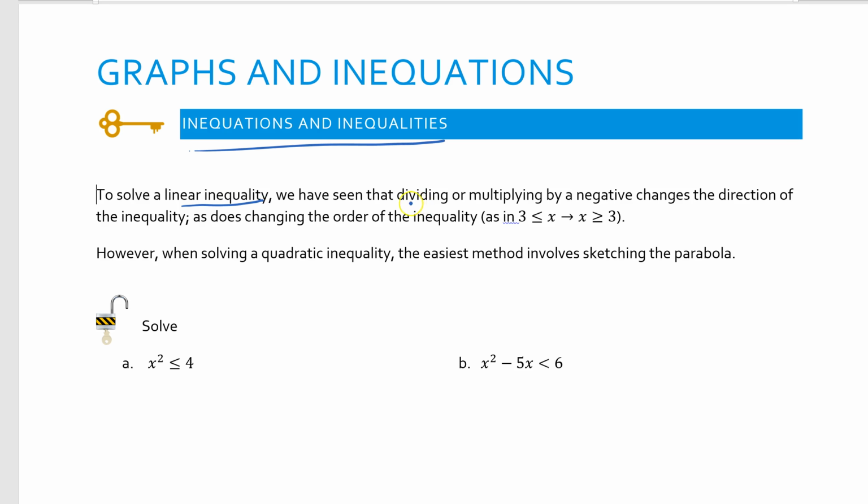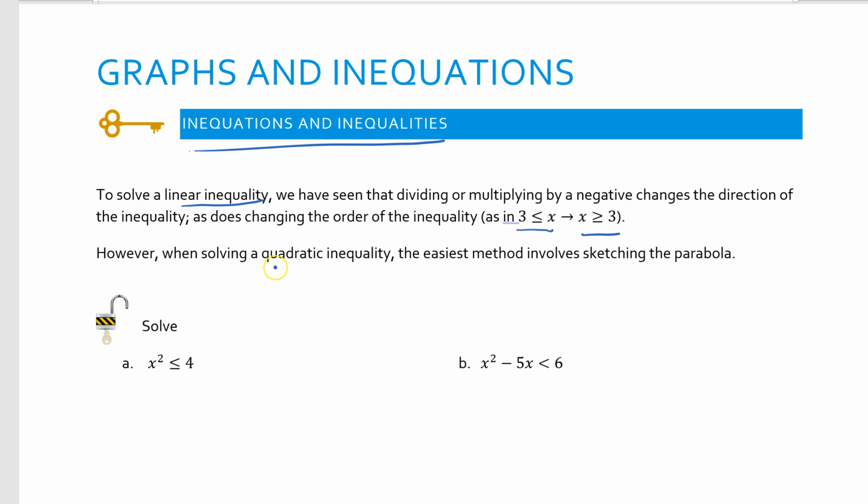We've seen that if we divide or multiply by a negative number, then we have to change the direction of the inequality. Likewise, although it's not mentioned here, if we take the reciprocal of both sides, we have to change the inequality. But also, you might remember that if we simply change the order of the inequality, as in something like this, if we have 3 less than or equal to x, and we swap the sides, then we have to change the inequality. And it's logical. If 3 is less than or equal to x, then obviously x is greater than or equal to 3.